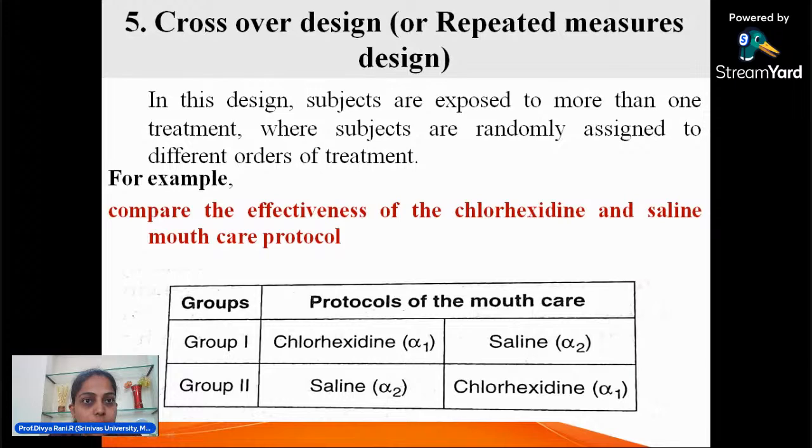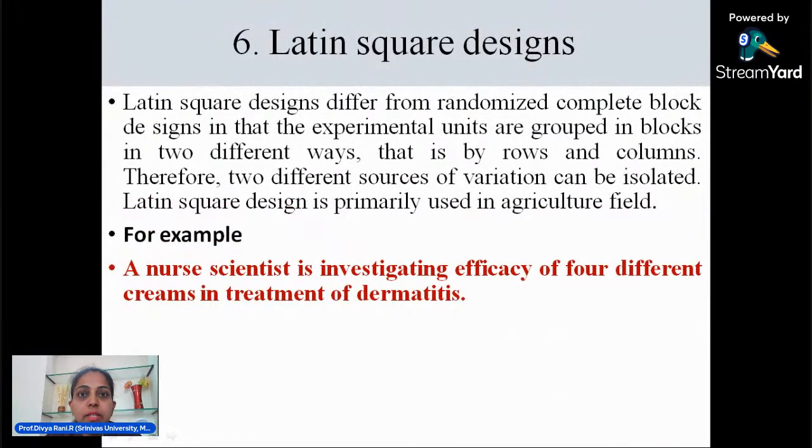Next slide, please. Next is Latin square design. So this is slightly different from the randomized complete block design. Here what happens is that when there are too many variables, and you want to test each variable with each of the treatments, you use this Latin square design.